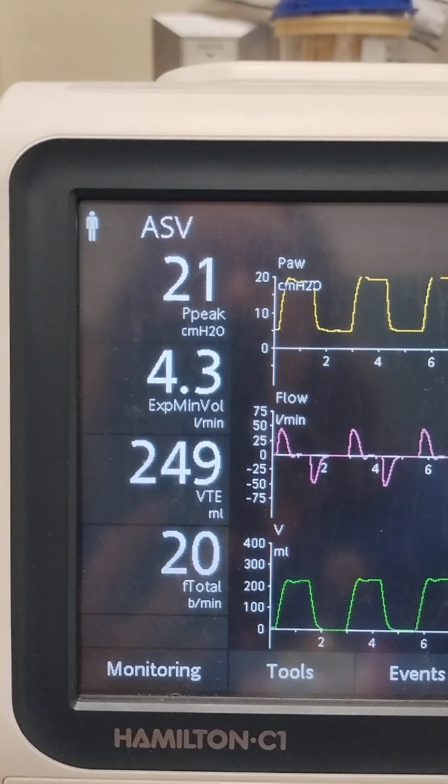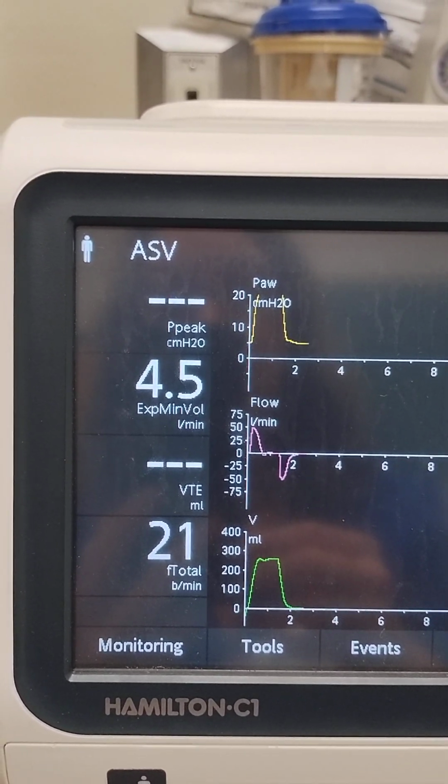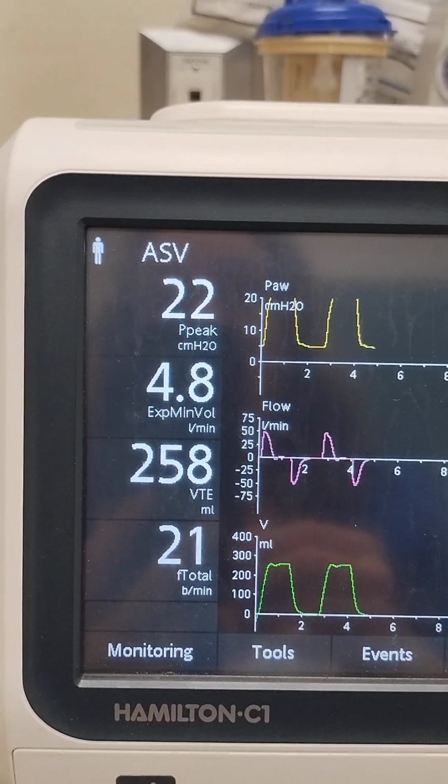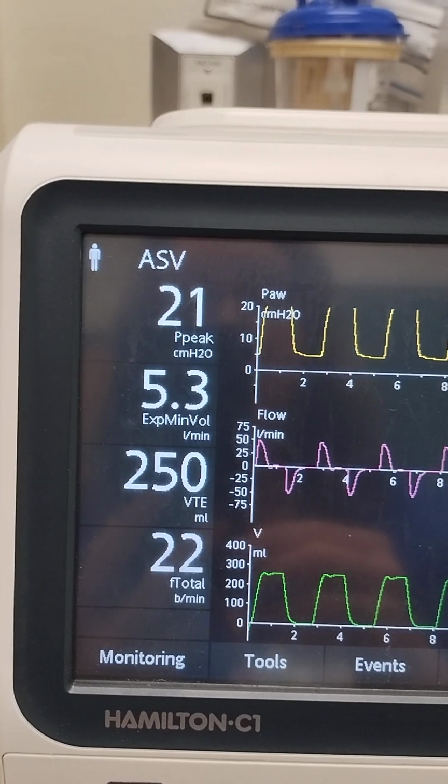So you see here right now, it is working its way up to that set minute ventilation. It takes it just a moment. And once it gets there, it's going to adjust this rate and volume in order to achieve that.